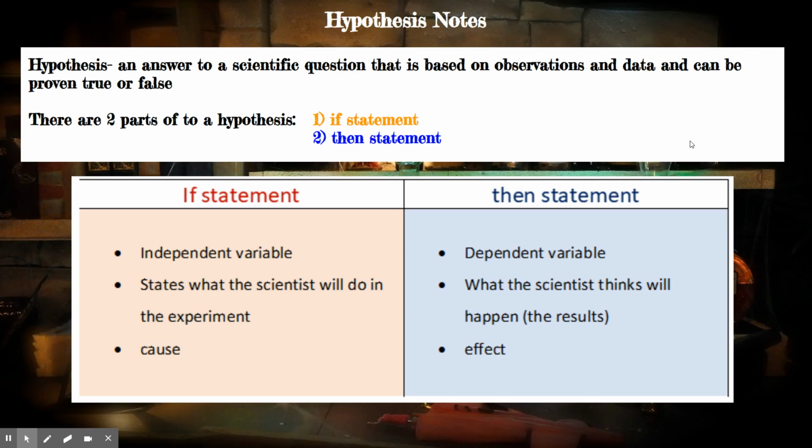If we said that if we put a plant inside a dark closet, then it will grow, and it ended up not growing, then that hypothesis would be false. Okay? Hopefully that gave you better insight into how that works. We will go into more detail.